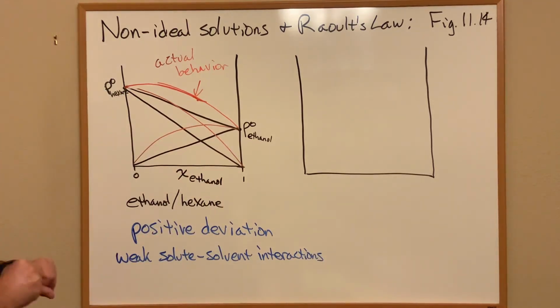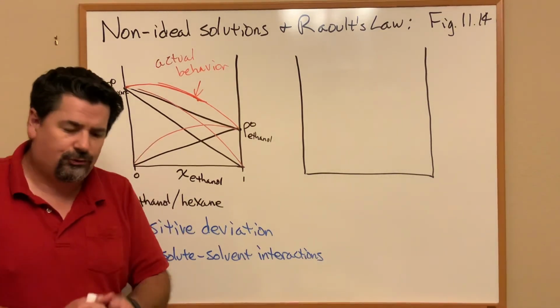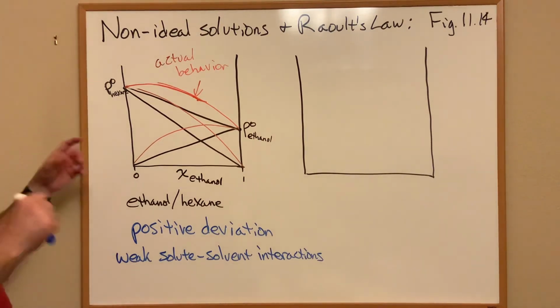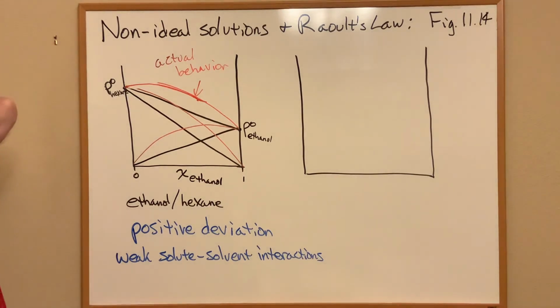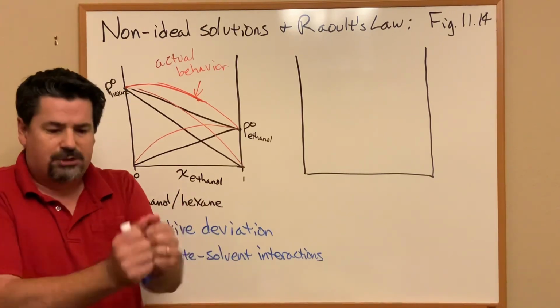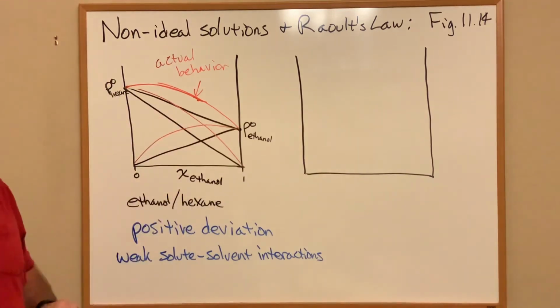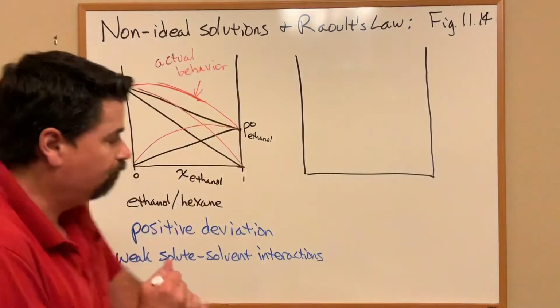So that means that the attraction between ethanol molecules is greater than the attraction between ethanol and hexane molecules. Also, the attraction between hexane molecules is greater than the attraction between ethanol and hexane. So the attraction between molecules of the same type is greater than the attraction between the molecules of the different types.